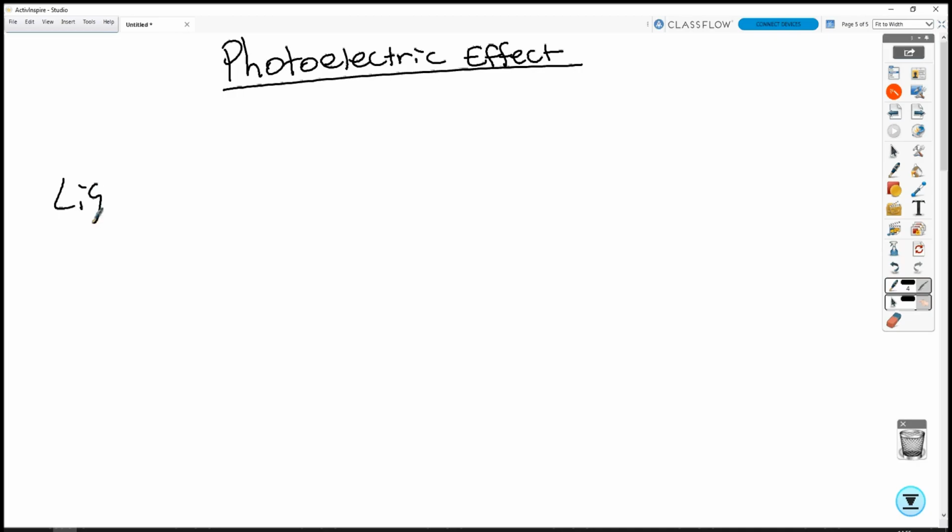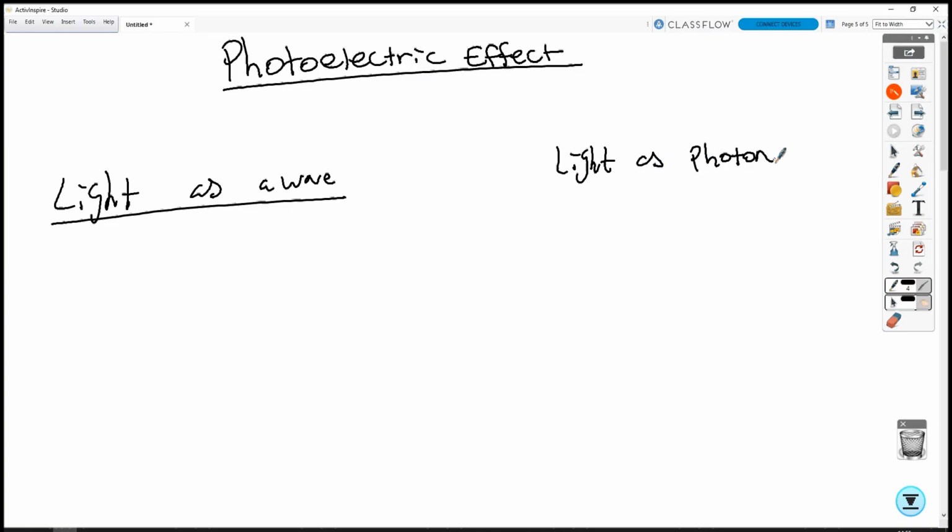So we're going to do light as a wave on one side, and light as a photon on the other side. So we go back to what the photoelectric effect was.